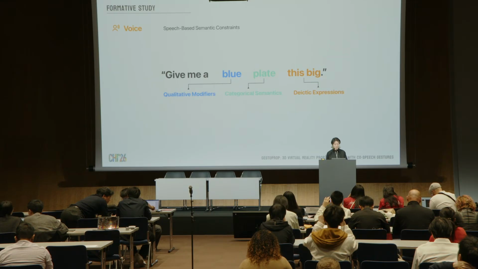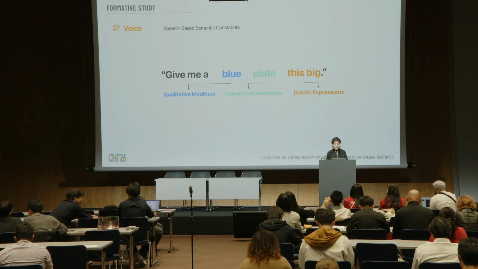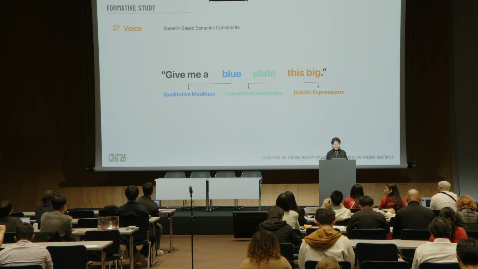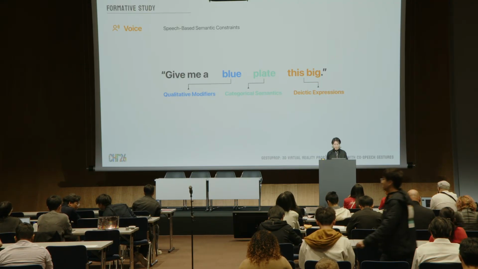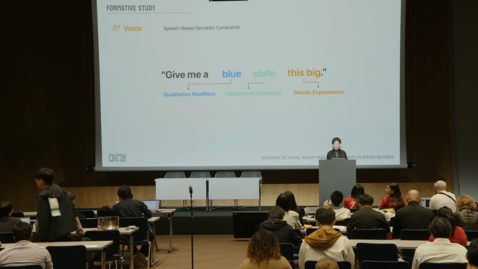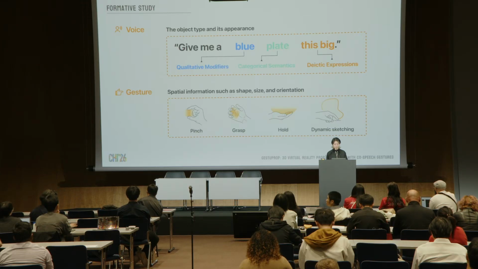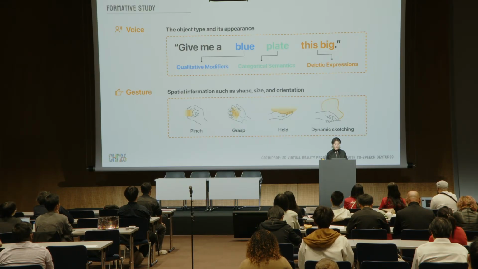For example, in the sentence, please give me a blue plate this big, the plate defines the object category. Blue specifies the appearance, and this big is a deictic expression that directly refers to the gesture. When users say phrases like this or that, they are highlighting a specific gesture state. Interestingly, users tend to keep their language simple and underspecified, relying on gestures to carry most of the spatial meaning.